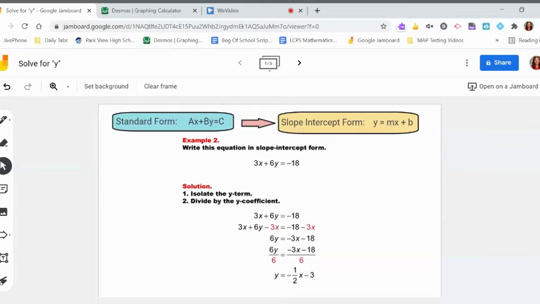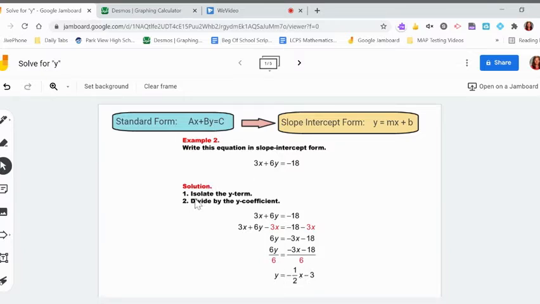So when we solve for y, we change from standard form to slope-intercept form. That's what you might see as your topic in Delta Math: from standard form to slope-intercept form. Standard form looks like ax plus by equals c, like this one right here, and slope-intercept looks like y equals mx plus b. So how do we get from standard form to slope-intercept form?